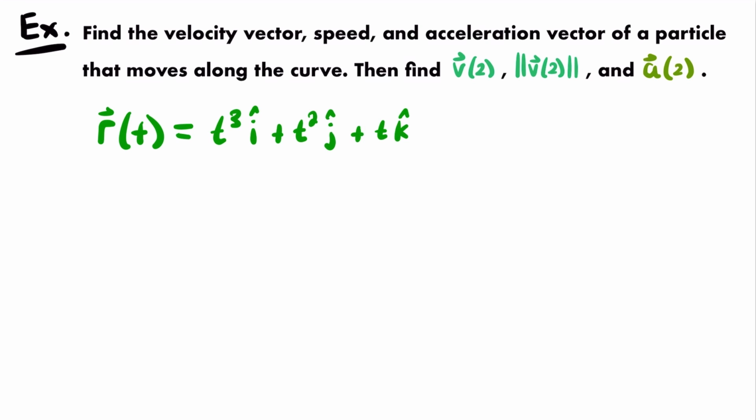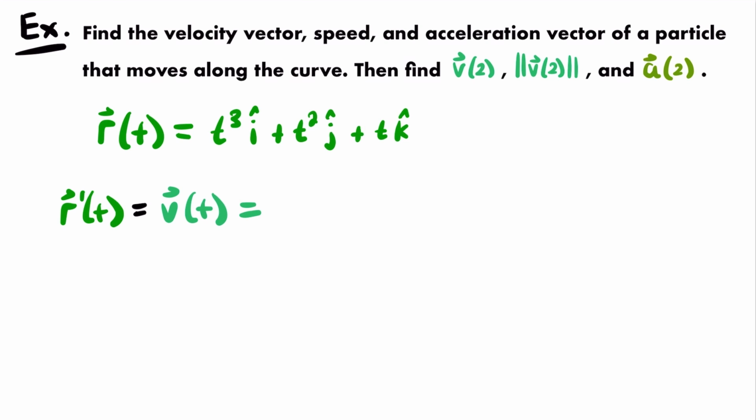All right, so let's do that here. Our vector function r of t is equal to t cubed i plus t squared j plus t k. All right, so let's start by finding the velocity vector. Remember that the velocity vector is just equal to the derivative of the position vector. So we're going to take the derivative r prime of t, which is equal to the velocity vector.